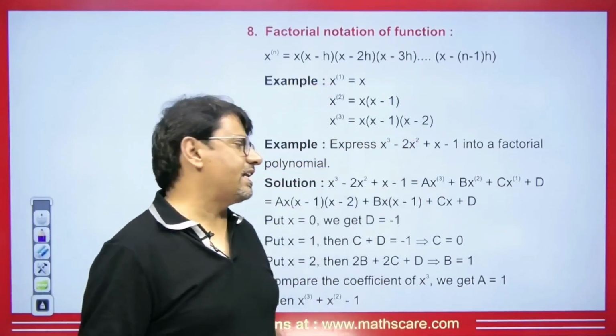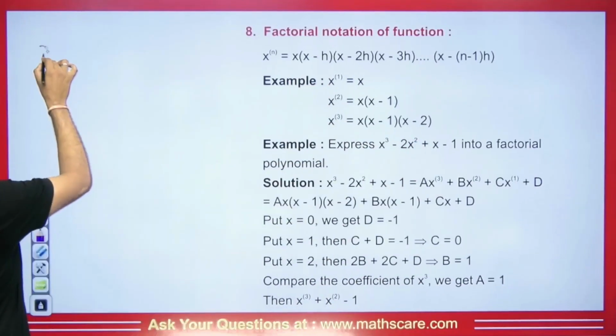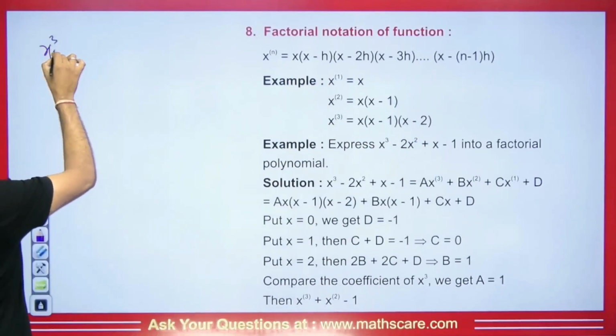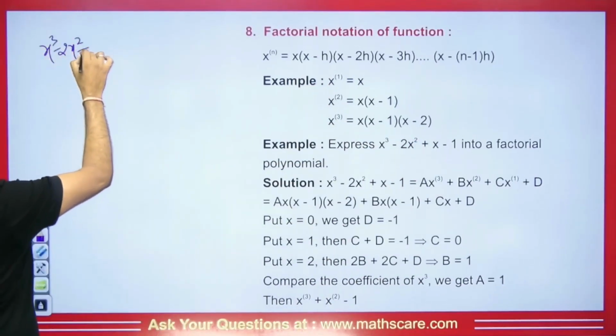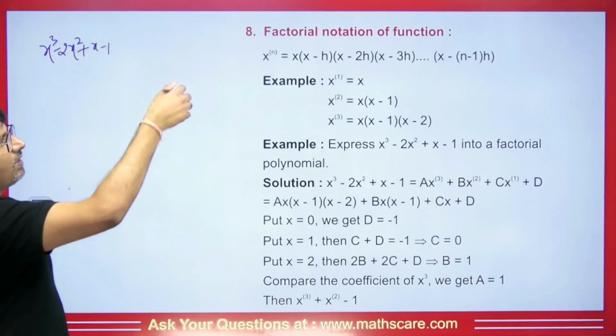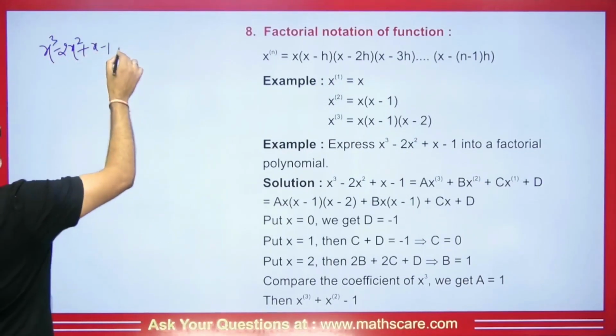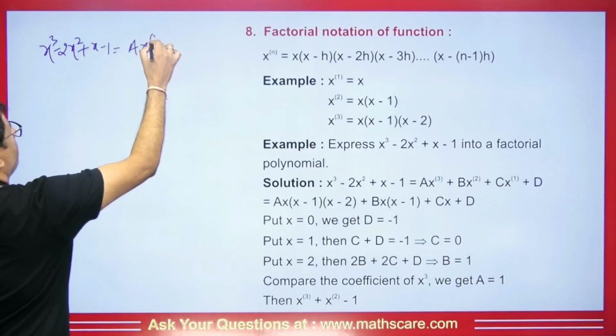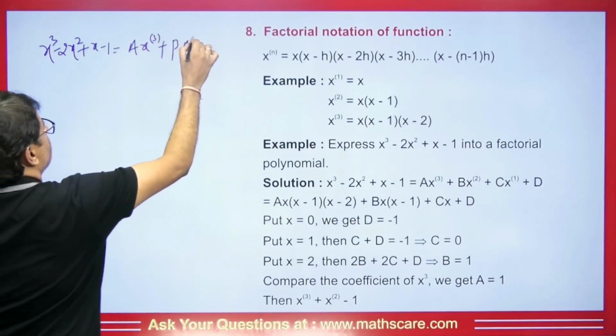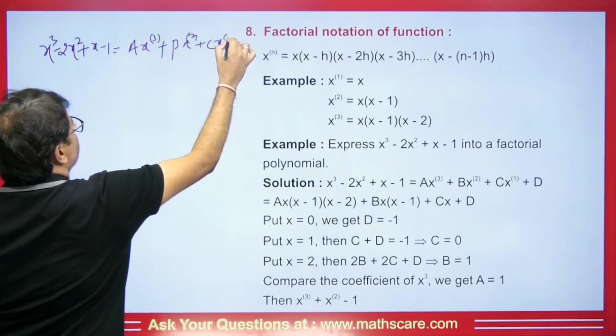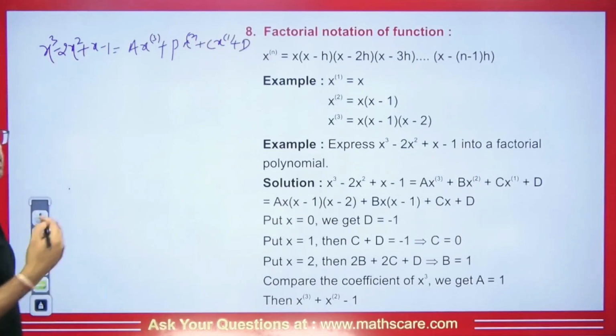How will you express it? You need to understand. So see, here we have a question that says x cube minus 2x square plus x minus 1. So you have to represent this in factorial notation. Now students, what will I do? a, x3 will be there, plus b, x2 will come, plus c, x1 will come, plus d. What we have to do is find the values of a, b, c, d.